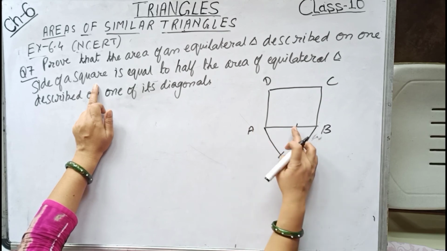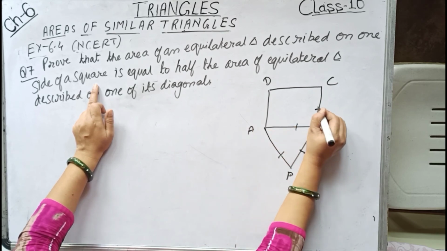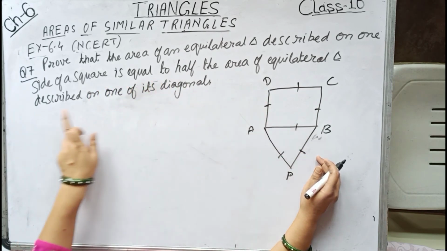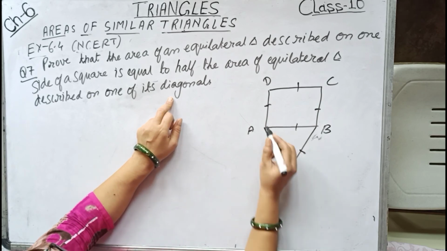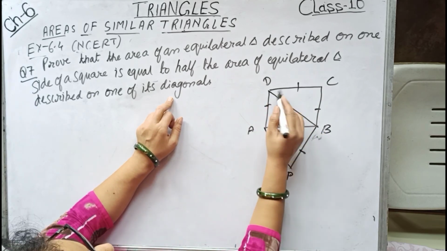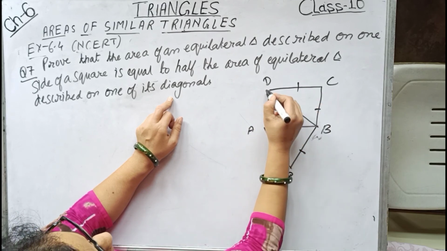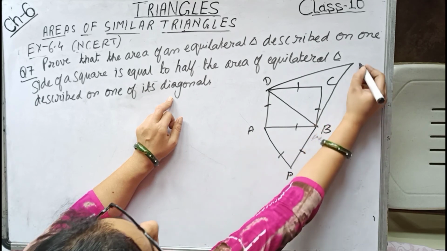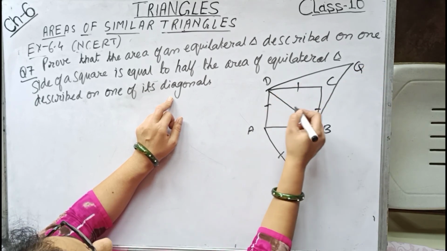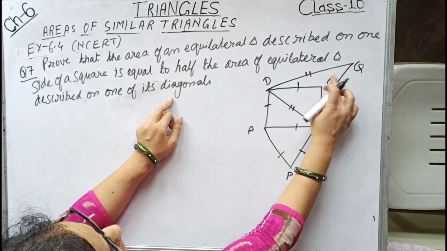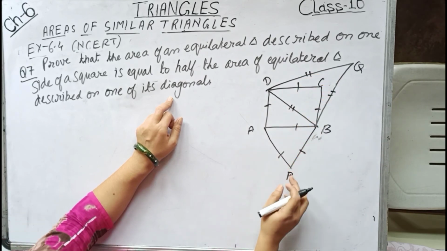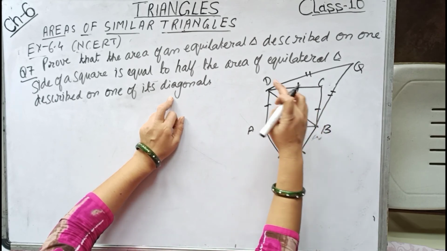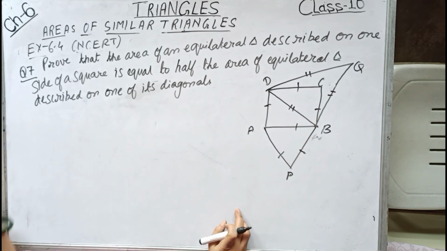So we have drawn triangle APB on one of the sides AB. Obviously all sides are equal because it is a square. Is equal to half the area of the equilateral triangle described on one of its diagonals. So let us draw any of the diagonals. Join BD. You can join AC also and draw an equilateral triangle on this. So let the triangle be QDB. So we have to prove that area of triangle APB equals half area of triangle DBQ.